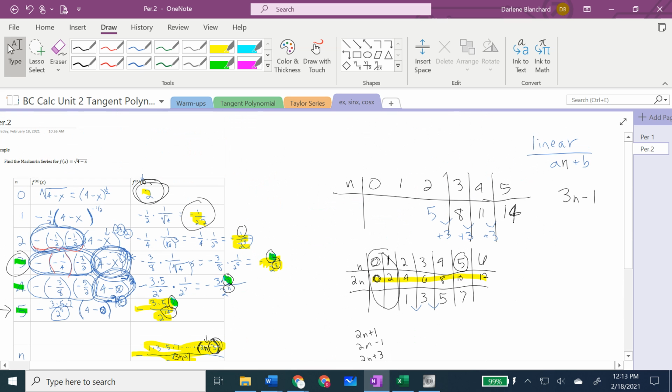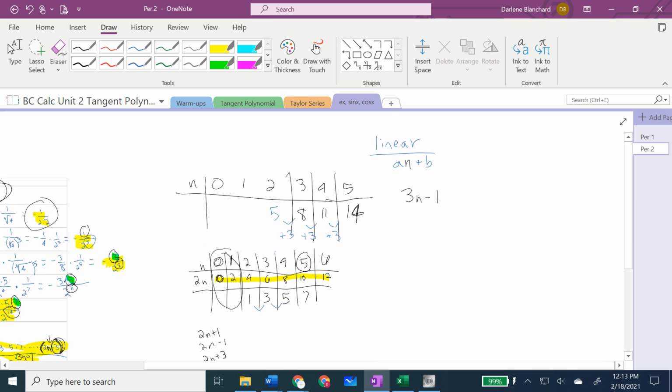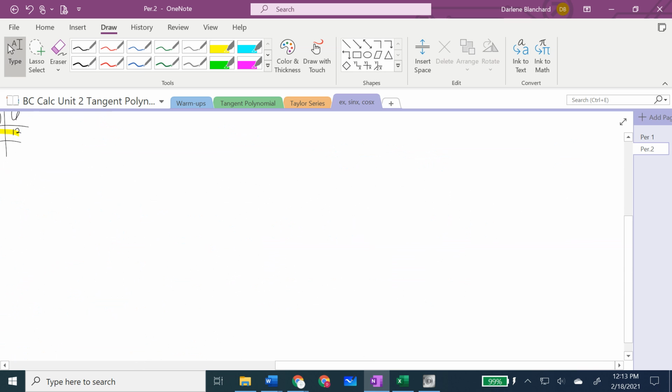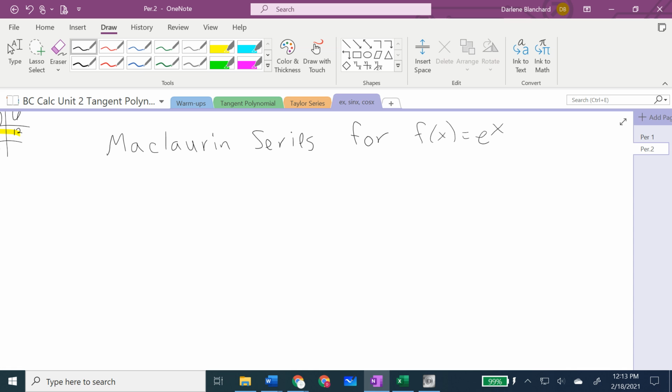Now, on to what do we need to do today? Today we need to come up with 2 formulas. I want to find the Maclaurin series for the particular function e to the x. And then I'm going to find the Maclaurin series for sine, but we're going to start with the nice easy one. You're going to love this one, really, really. Here we go.